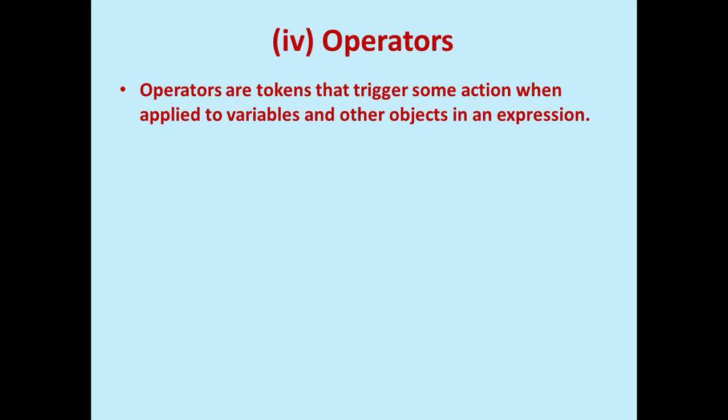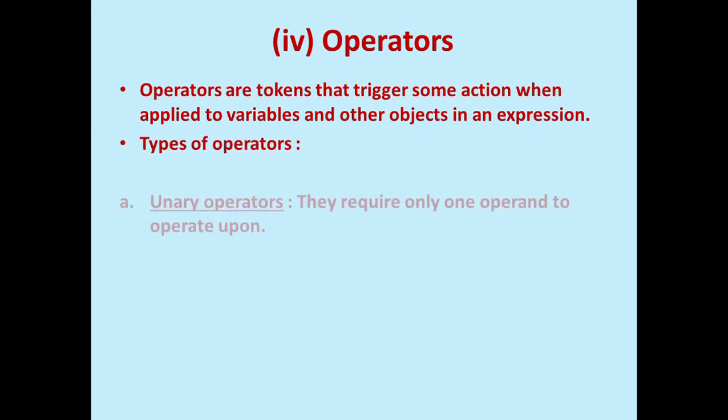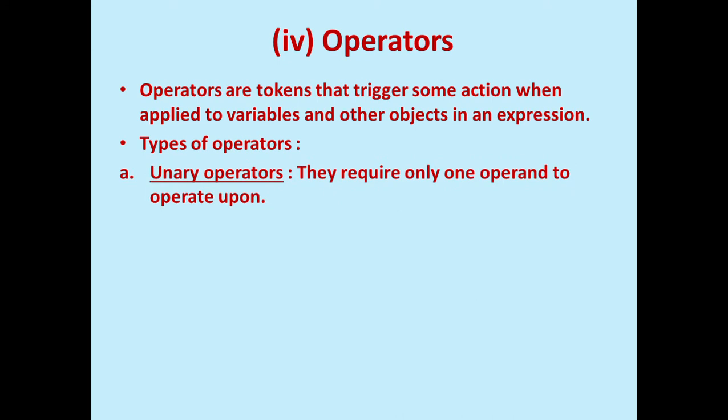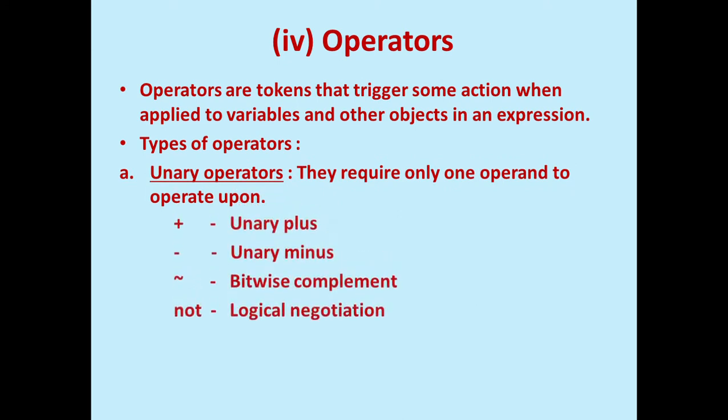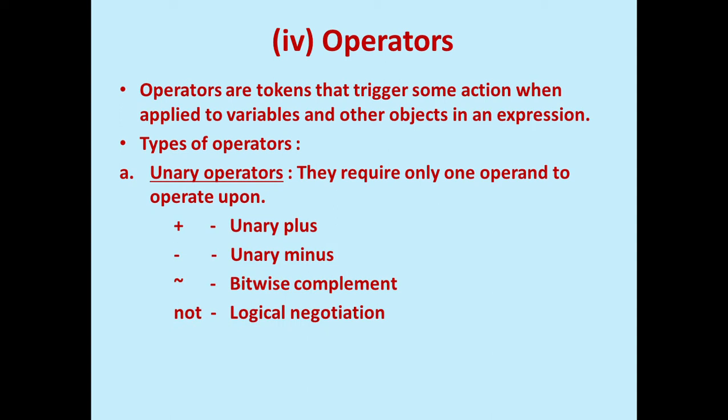What are operators? Operators are tokens that will trigger some action when applied to variables or values. Let's see the types of operators. Unary operator. They usually require only one operand to operate upon. You can see here unary plus, unary minus, bitwise complement and not, that is the logical negation operator.